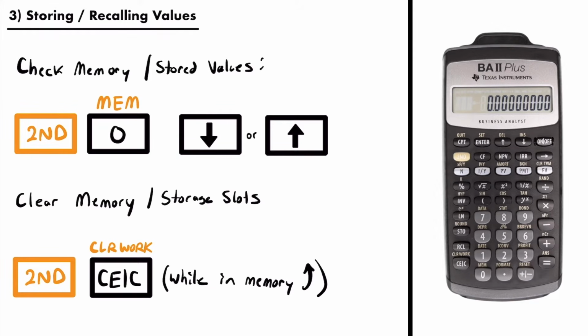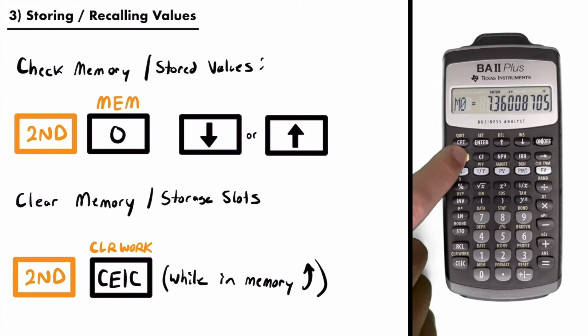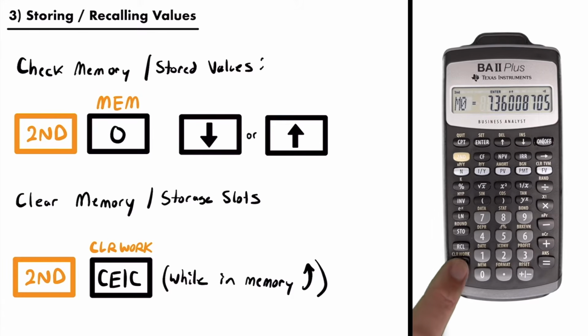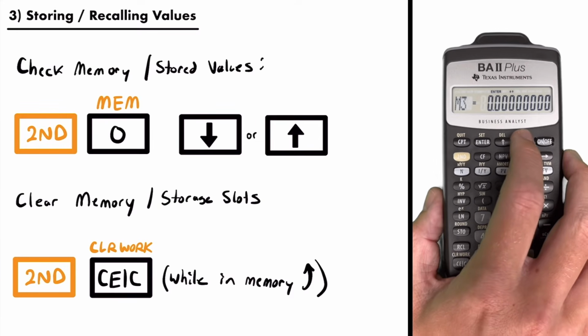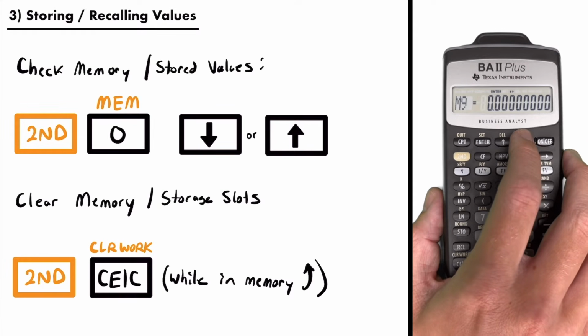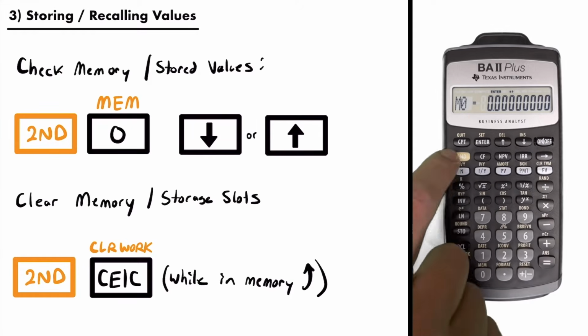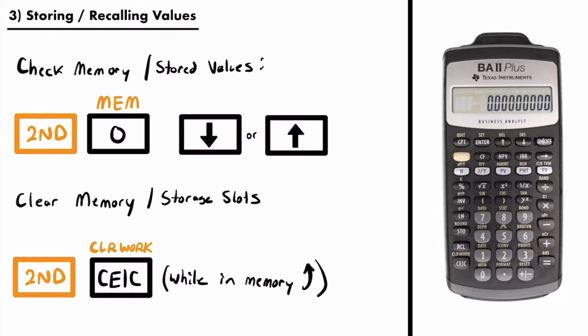Now, there is one more thing that I want to show you in regards to the memory and stored values, and that is that there is a way to clear your memory or remove all the values from your storage slots. And so, in order to do that, you first need to be in the memory menu, and so I'll hit second and then memory. And then what we can do is hit second, clear work. If we press that, we have now cleared all of our memory, and so if we scroll through our values, I now have no values saved in this calculator. All right, so I'll hit second, quit, and now we are out of that menu.